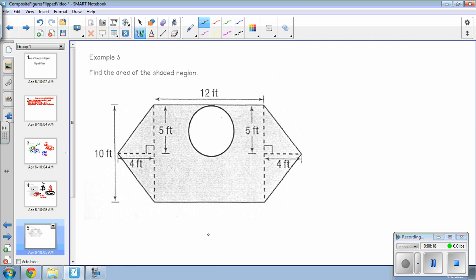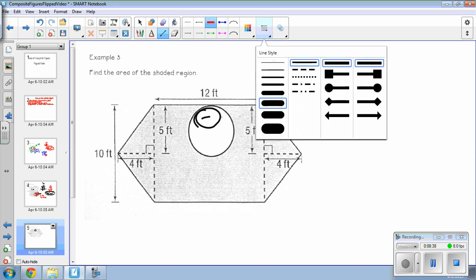We've got this one that's a shaded shape, and then we've got a hole cut out in the center, so we know that this is going to end up being subtracted out here in a minute. So we're going to go through the first step of identifying all the pieces that make up this composite figure. So I'm going to adjust the line real quick.